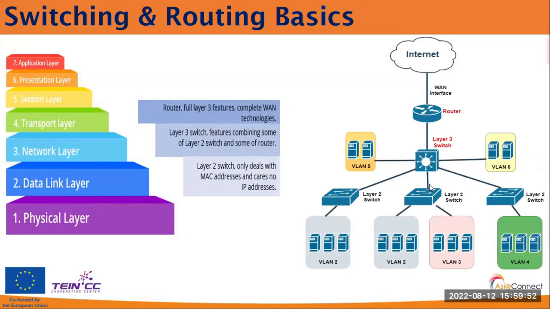So here is also an example you can see. See, the router has full layer 3 features and complete WAN technology. The layer 3 switch has features combining some of the layer 2 switch and some of the router. And a layer 2 switch only deals with MAC addresses and cares about no IP addresses. Clearly remember this. And there is also a figure. You can see there is an internet connection, one interface where we use a router. Then there is a layer 3 switch, that is a multi-layer switch. You can see here, this is VLAN 5, VLAN 6, and this is layer 2, layer 2, layer 2. These three are layer 2 switches, and from this, we can see here VLAN 2, VLAN 2, VLAN 3, VLAN 4. That means different VLANs are connected and created here too. Okay.